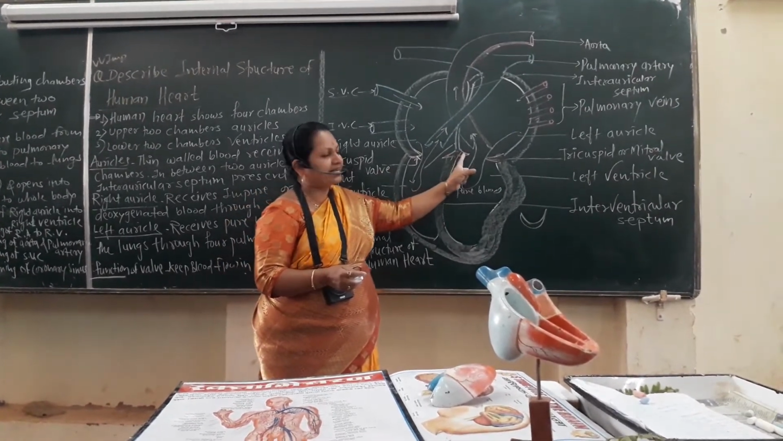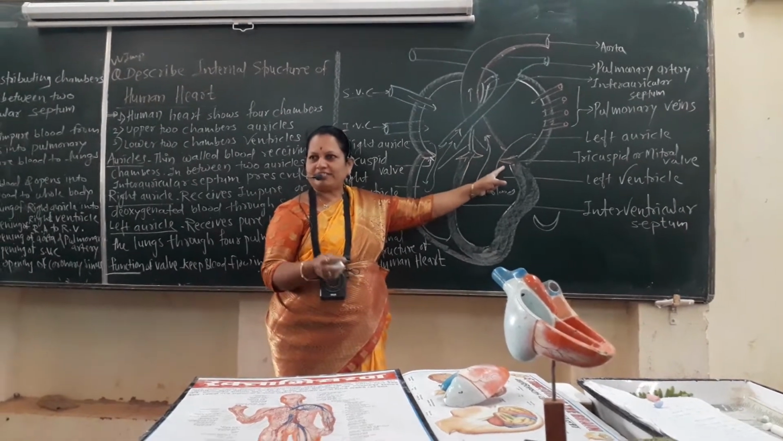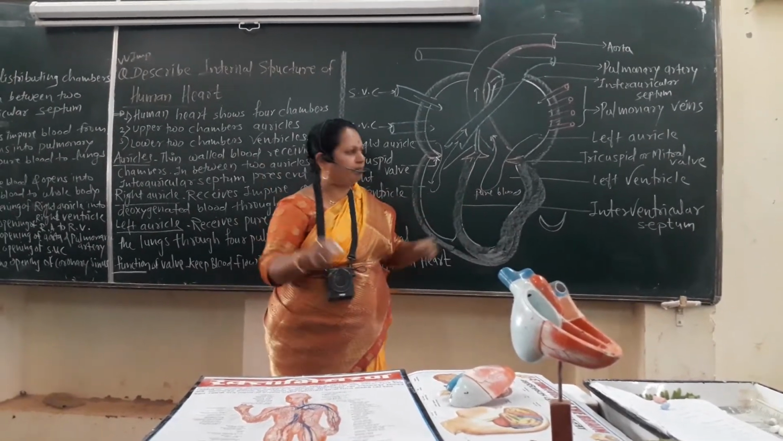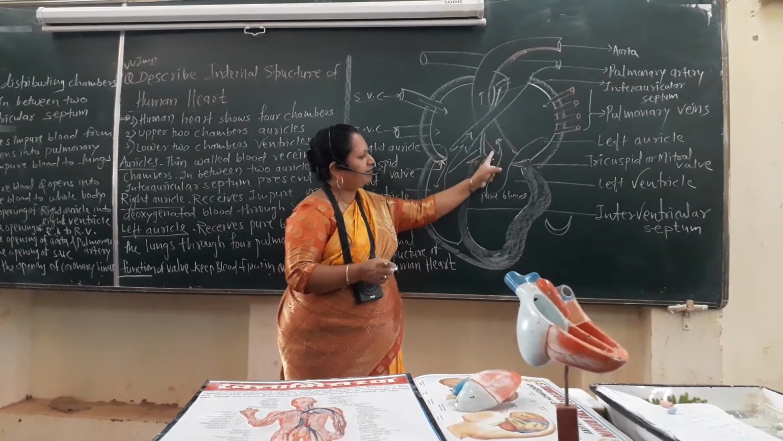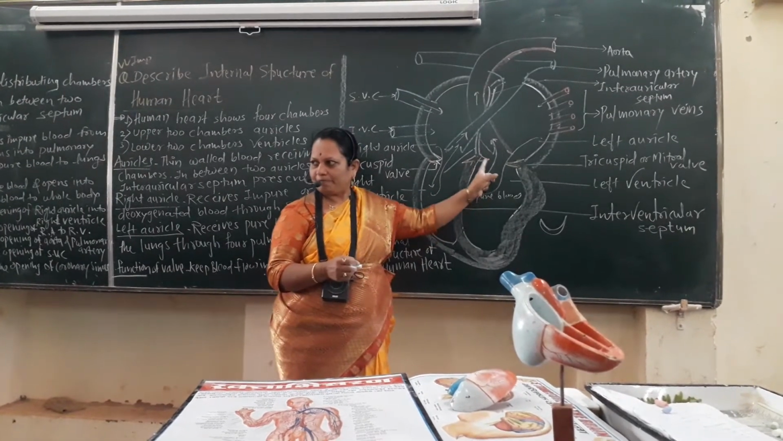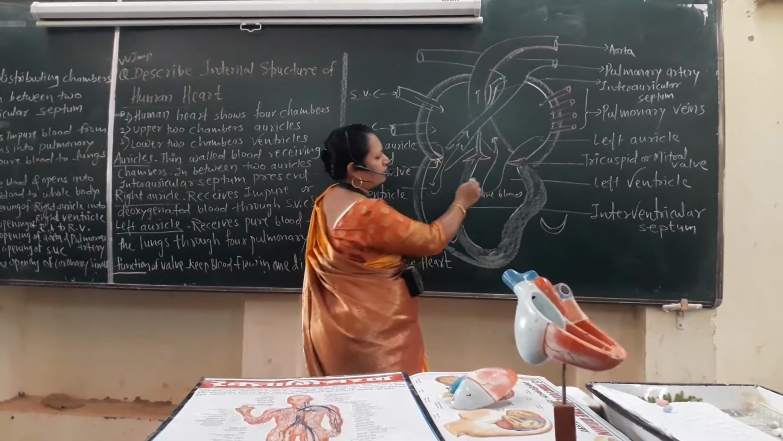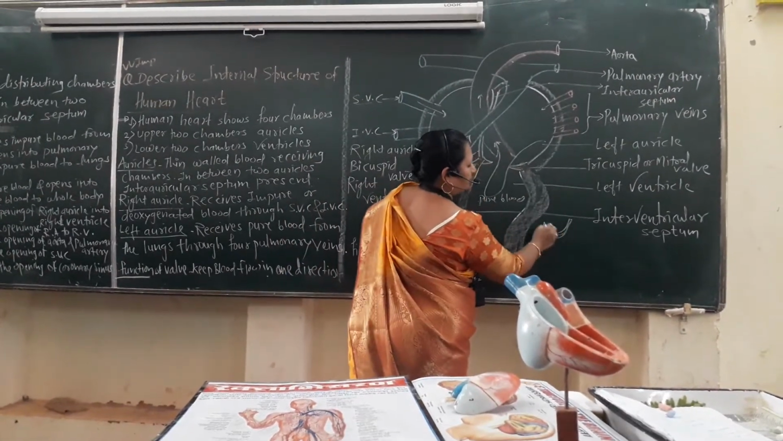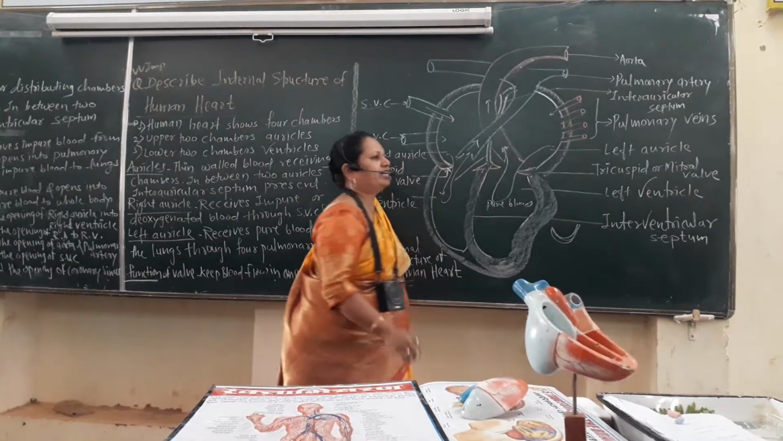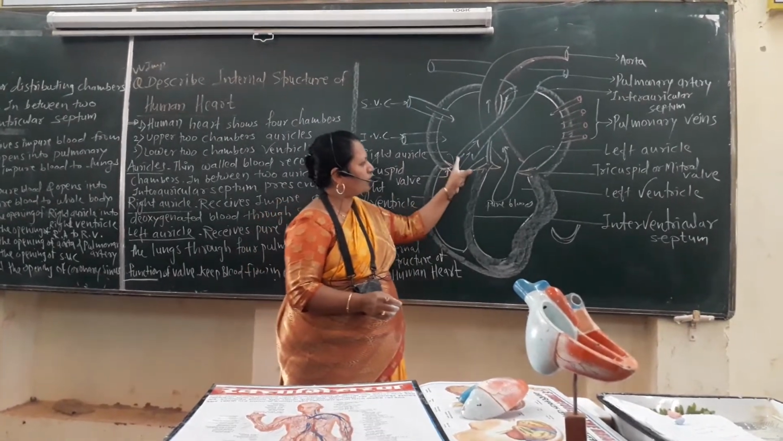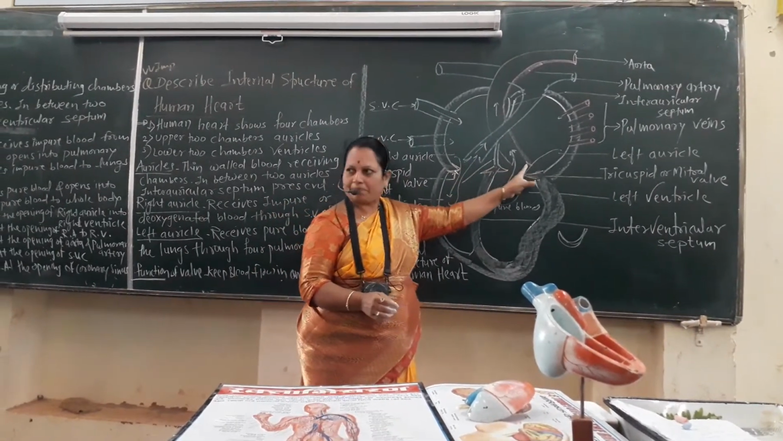Second valve, that is bicuspid valve. Bicuspid valve is also called the mitral valve, present at the opening of left auricle and left ventricle. Okay. Third valve, that is the semilunar valve. Why semilunar valve? The structure of these valves is like a half moon shape. Therefore, semilunar valves are present at the opening of pulmonary artery and aorta.